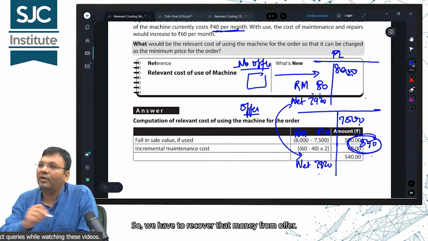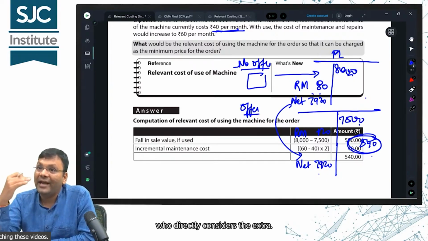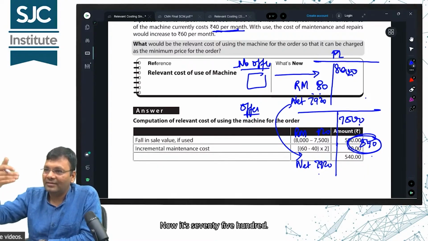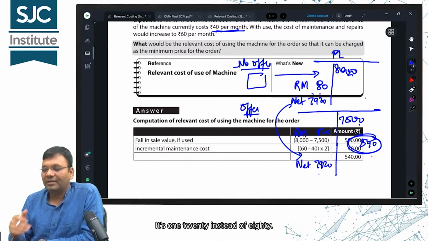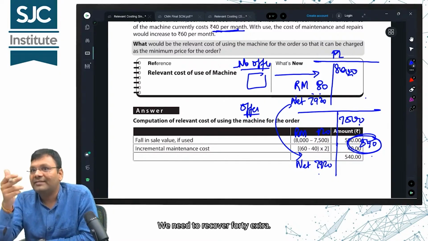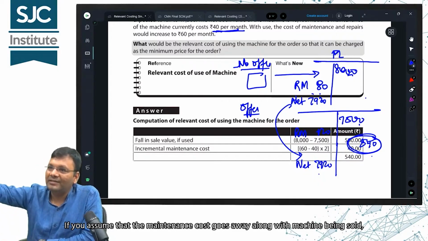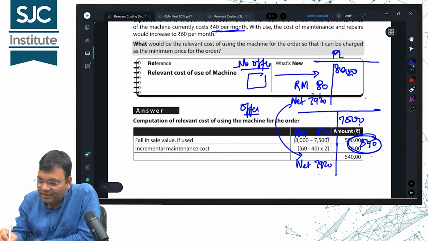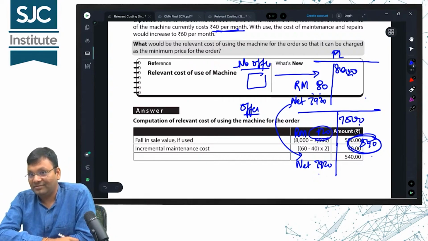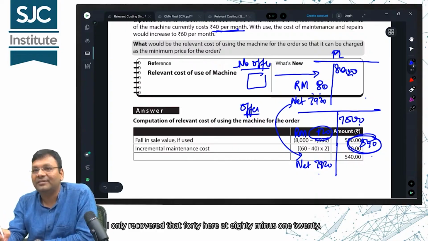So we have to recover that money from the offer. If someone doesn't consider P&L, who directly considers the extra, now it's 7,500. So they will recover the loss. And it's 120 instead of 80. We need to recover 40 extra. If you assume that the maintenance cost goes away along with the machine being sold, I would fully recover it here at 120. I only recovered that 40 here, at 80 minus 120.